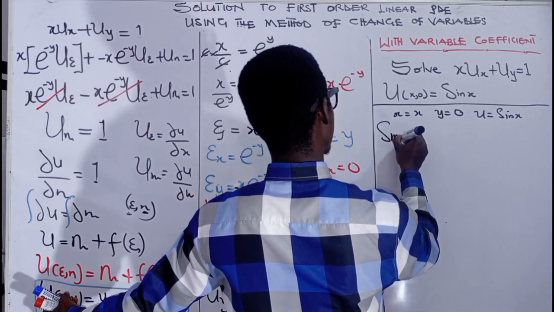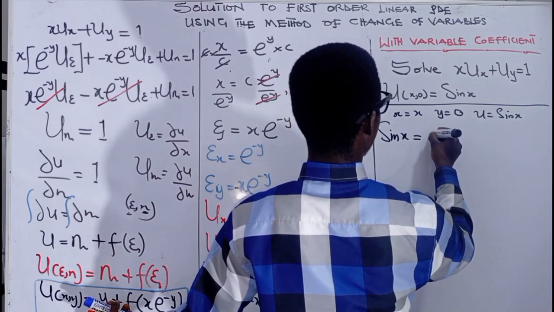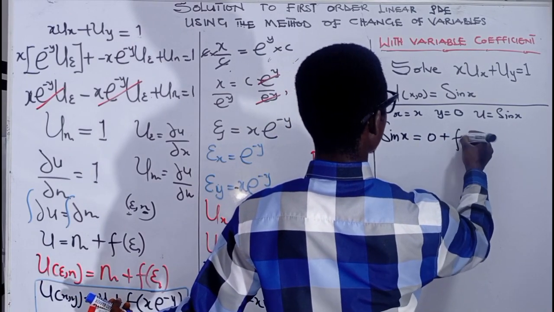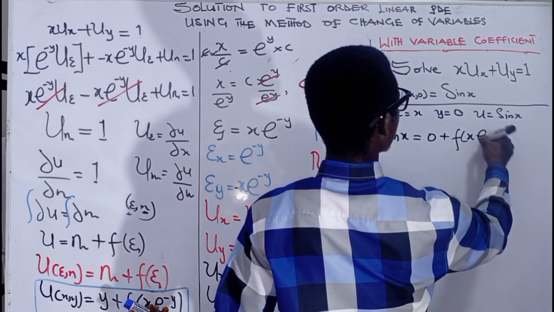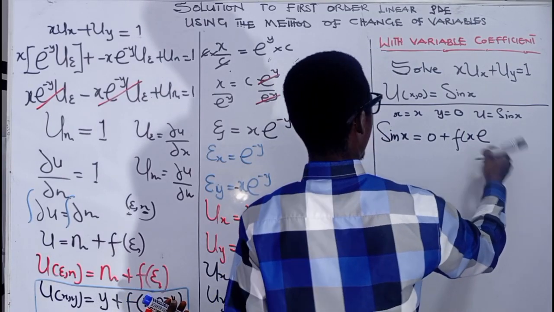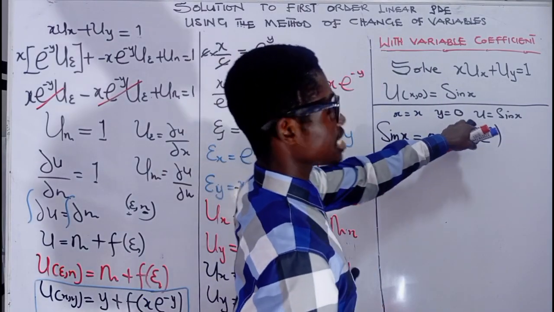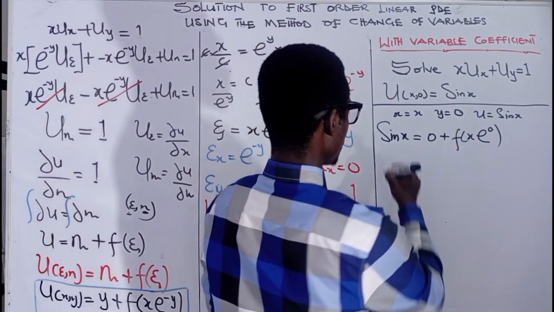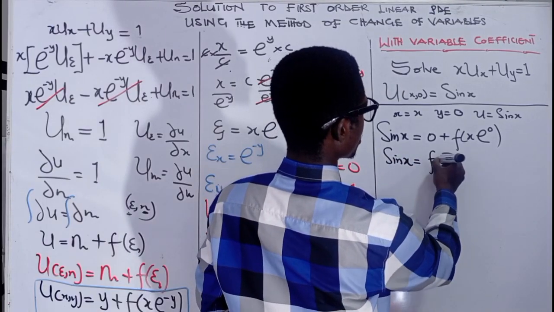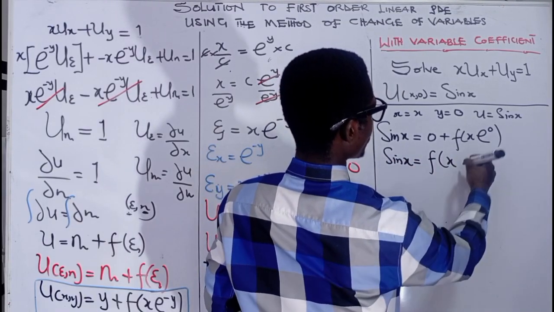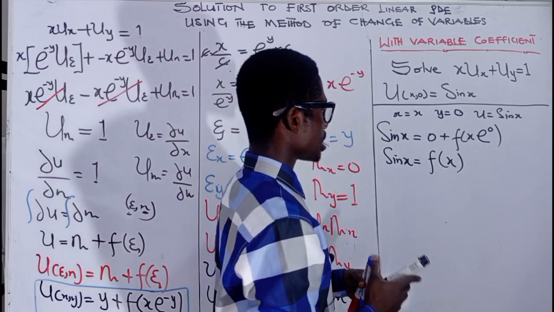So we have sine x is equal to, our y is 0. So we have 0 plus a function of what? X. X is still x. And then we have g exponent negative y. Y is 0. So we have 0 here. So when we plug in the initial condition, this is what we are going to get. So we are going to have sine x is equal to a function of what? X. This is going to give us 1. Very, very easy.